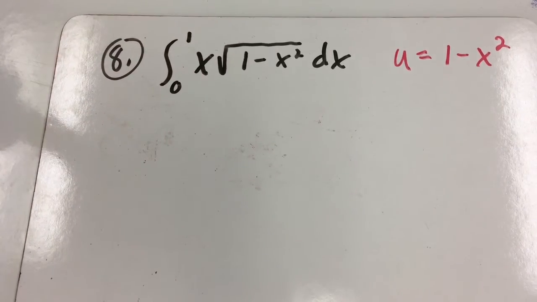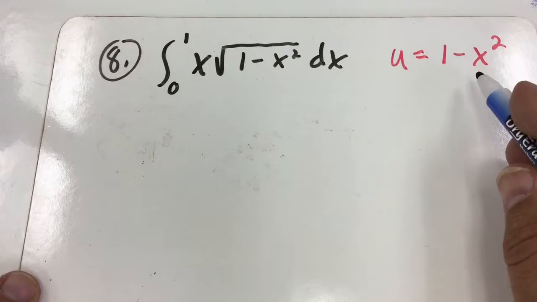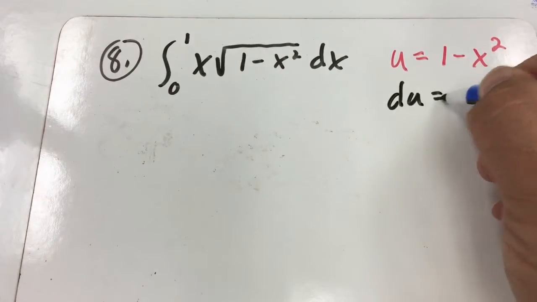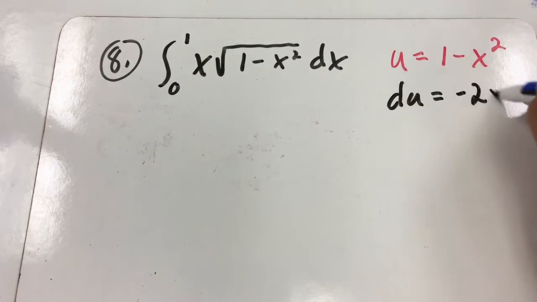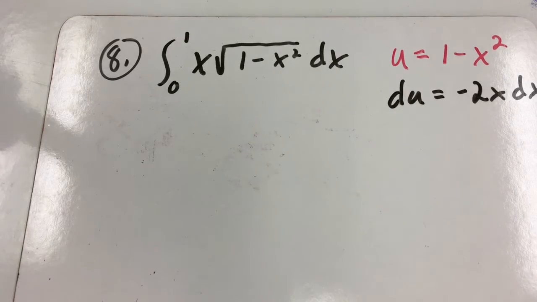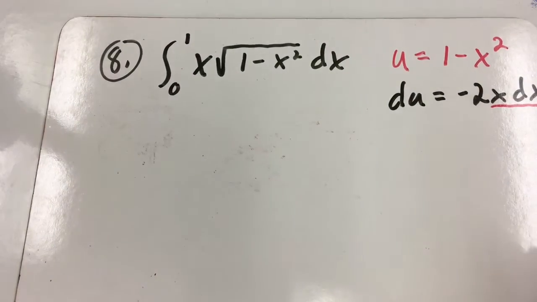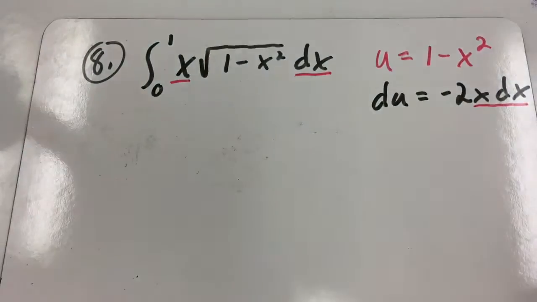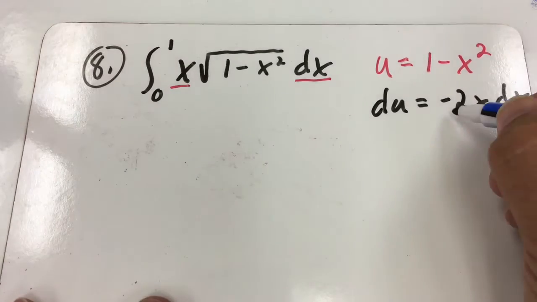For number 8, when we're trying to review, what I want to do is a u-substitution, and I want to let u equal 1 minus x squared, and then the derivative of u is going to equal negative 2x dx. Now, I notice right away that my x dx will simplify with this dx and this x dx. So that's nice, but I have to bring this over to the other side.